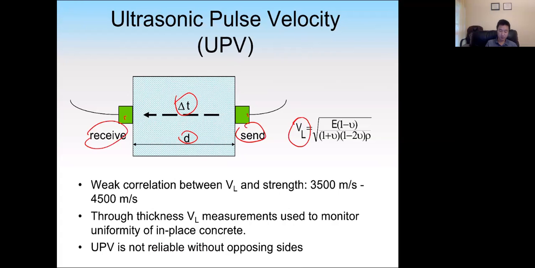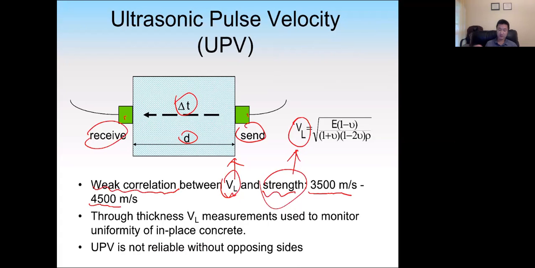And that's a pretty weak correlation, but a positive trend between velocity and the strength. Typically, if the concrete has higher velocity, the strength will also be higher, but the correlation is not that strong. For typical concrete, the velocity is around 3,500 to 4,500 meters per second.